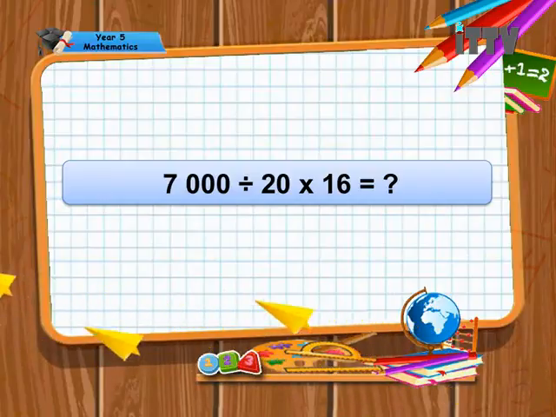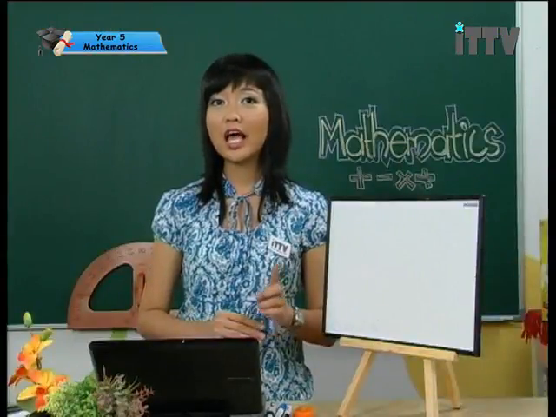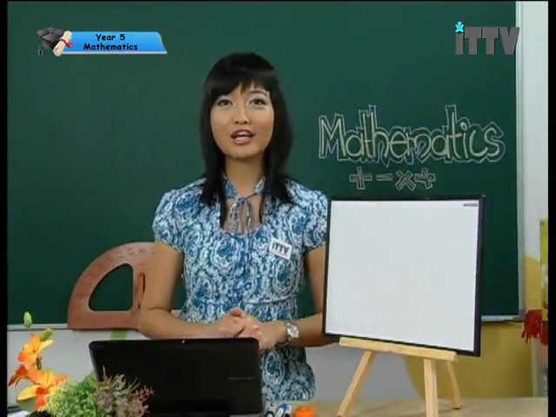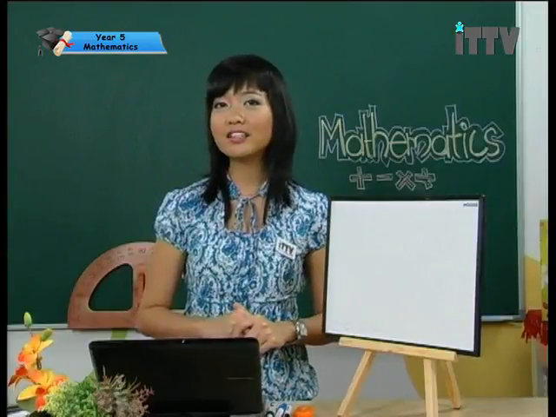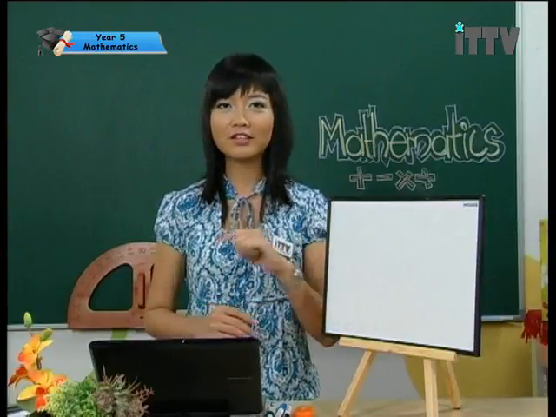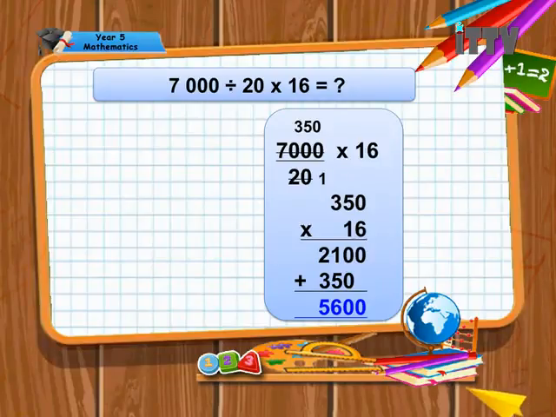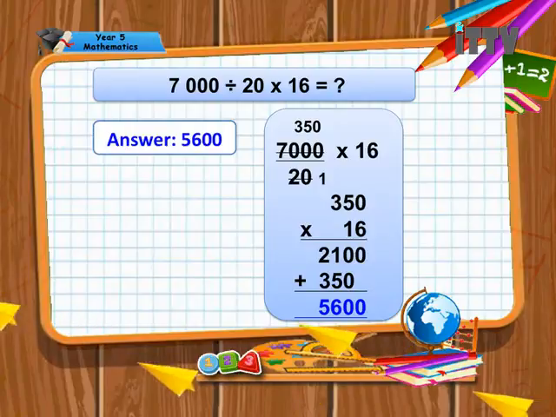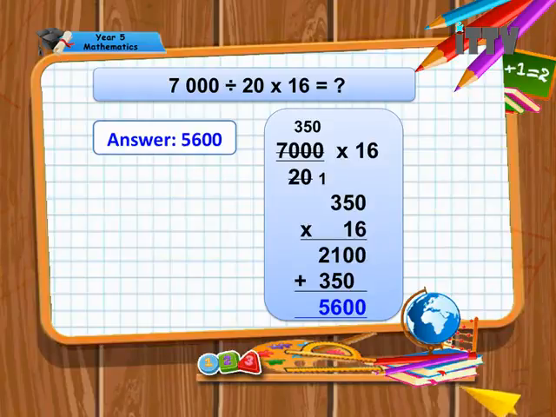Now this is a mixed operation question. We have division and multiply, and we know that both of them are related. So we can just go ahead and solve the problem from left to right. You have the workings over there at the side, so you can check the answer. You should have 5,600. If your answer is different, check the working with what you see on the screen.